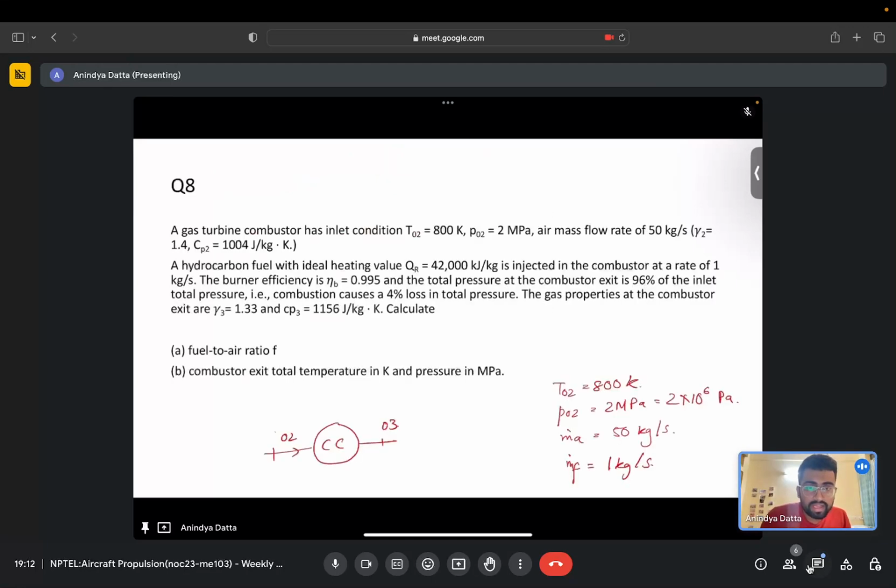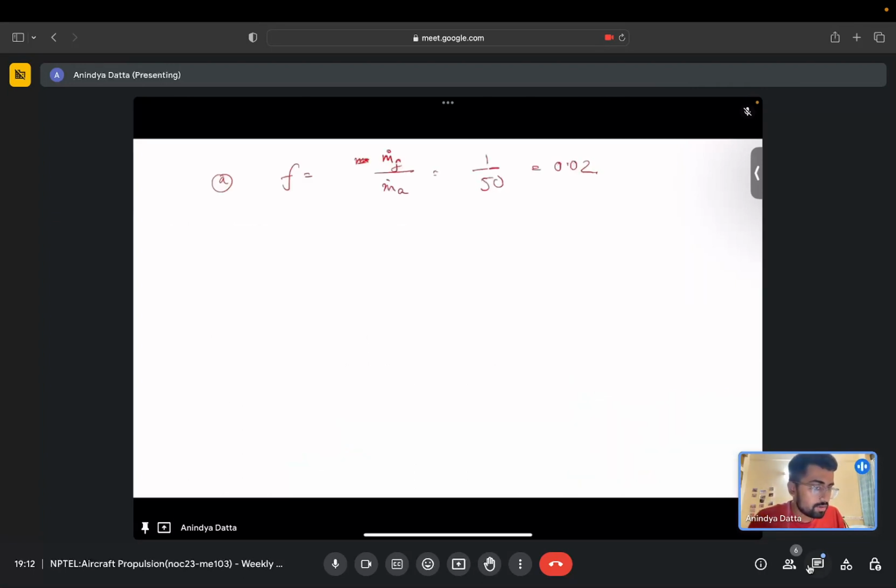Next question, we have been asked to find the combustor exit total temperature in Kelvin and pressure in megapascal. Okay, so now one thing is there. We have the combustion chamber. Here we have the mass flow rate of air coming in, and also we are feeding in fuel. So the total mass flow rate that is coming out is m dot a plus m dot f.